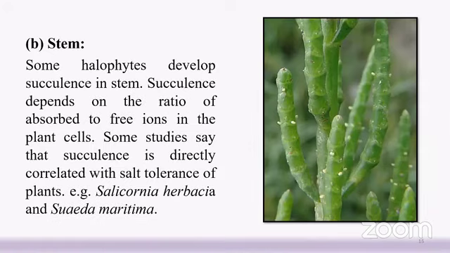Stem. Some halophytes develop succulency in the stem. Succulence depends on the ratio of absorbed to free ions in the plant cells. Some studies say that succulence is directly correlated with the salt tolerance of plants like Salicornia herbacea and Suaeda maritima. Succulency helps plants to tolerate salinity.